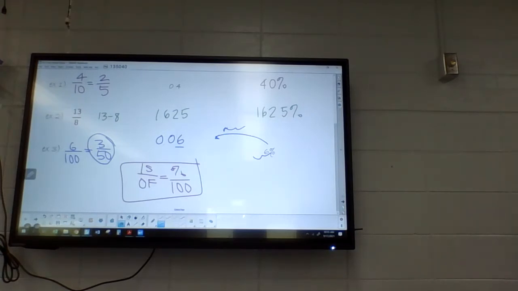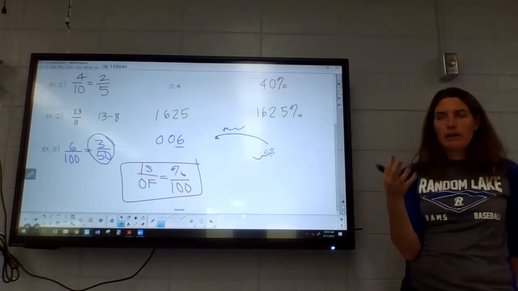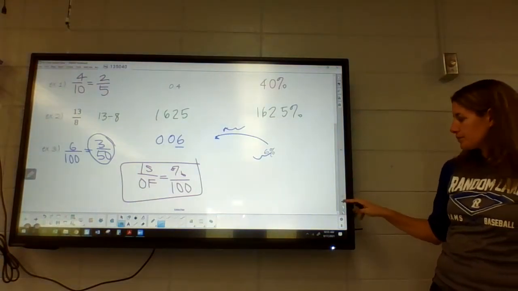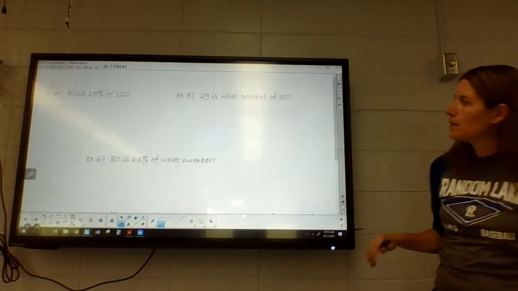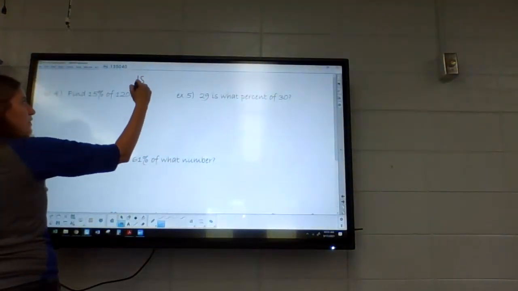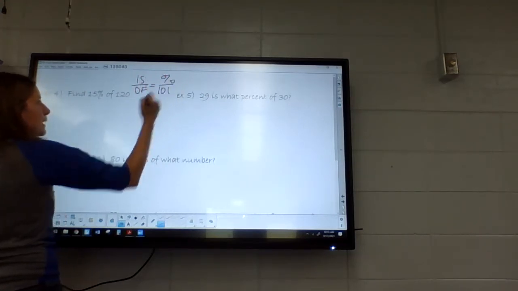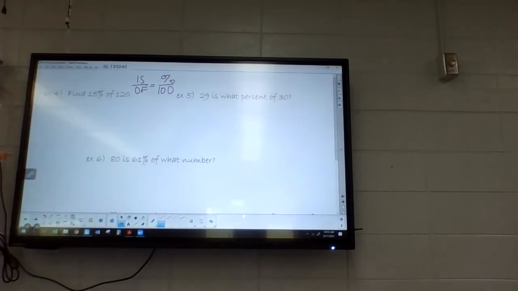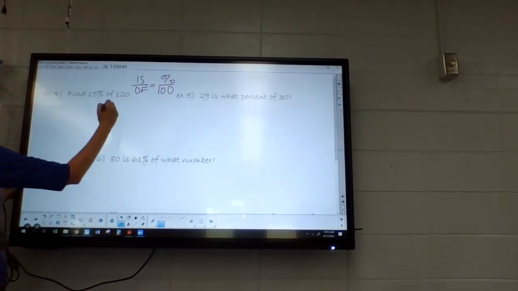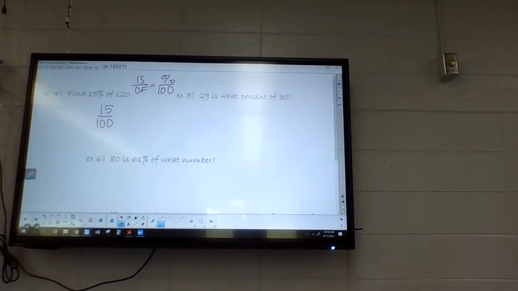So that allows us to do the next 3 problems. It helps us to set up what goes where, what I'm looking for, what I'm trying to find, and what I already know. So breaking this down, I'll write it again just because it's not in front of me right now. Anytime you see the percent, that always goes over 100. So the 15 goes over 100. The 61 would go over 100.